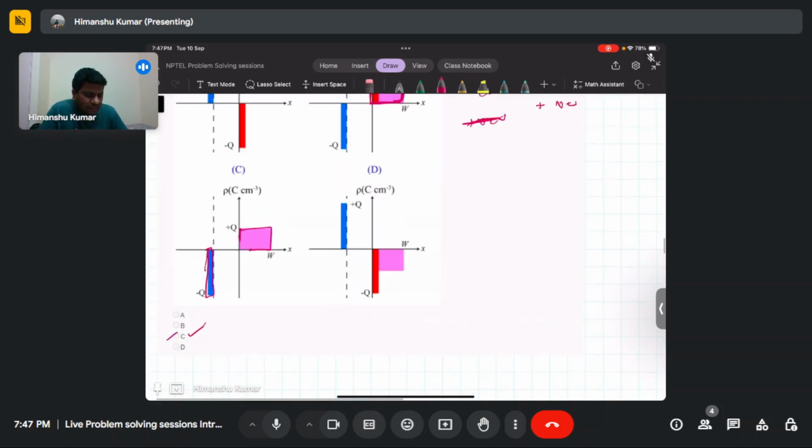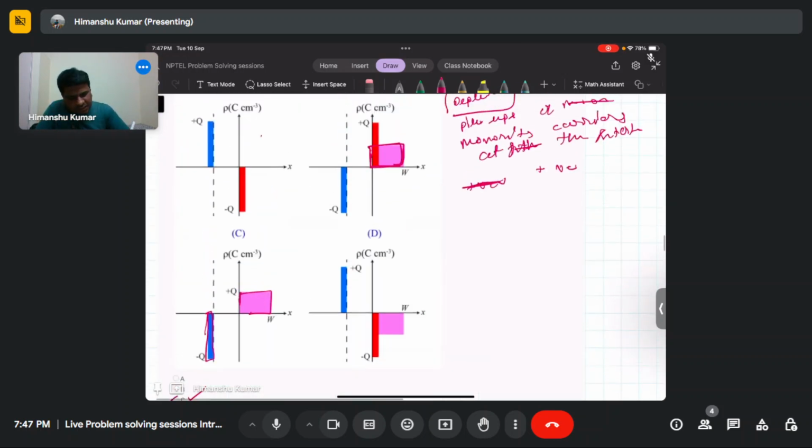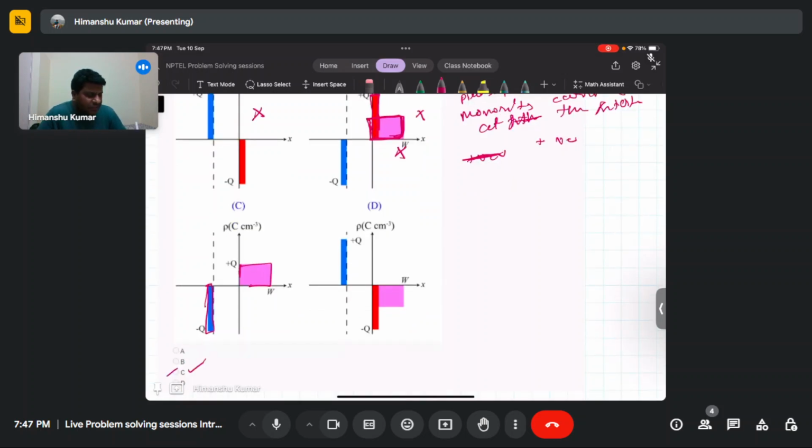So this one is wrong. This is also wrong because the positive charge shown at the interface is very large compared to the negative charge which has been depleted. That is not the case. So this is a wrong option. And in this one, the depletion charge density is shown as negative, so this is also one of the wrong answers.